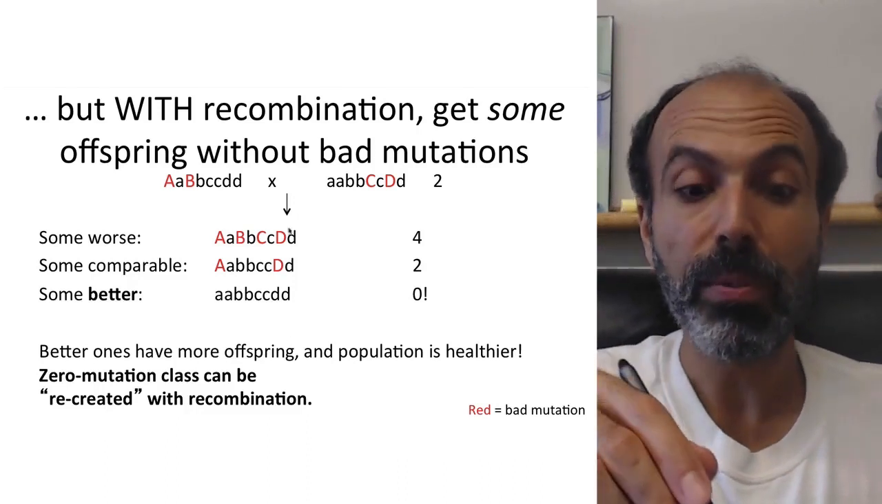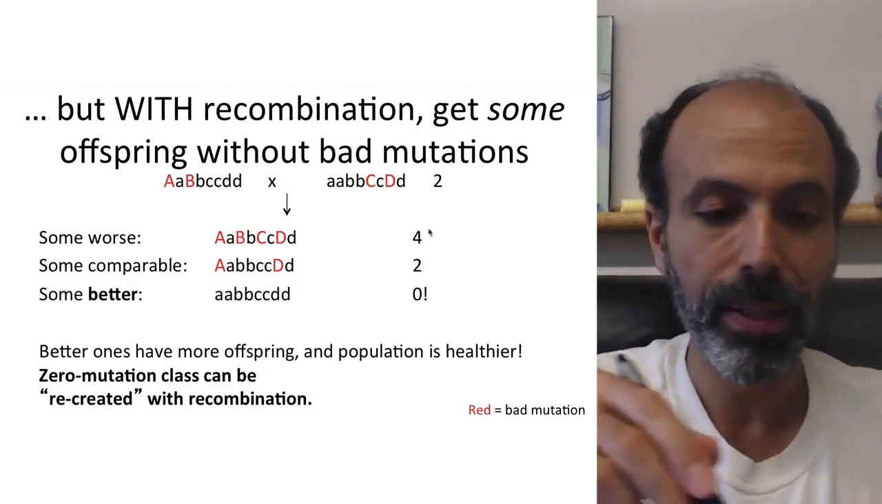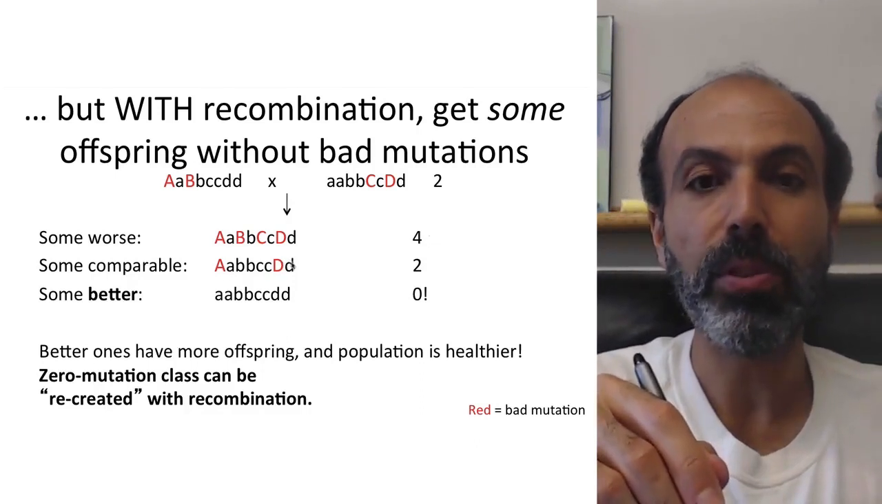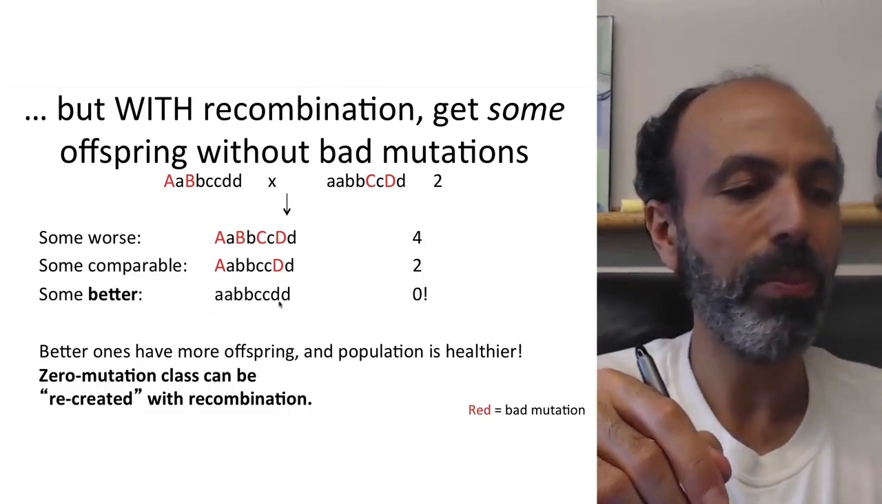Some of the offspring from this will actually be worse. They'll have 4 bad mutations. Those will be very bad. Some will be comparable. This one has 2 bad mutations, but it has a different combination of bad mutations than either of the parents. But some will be better.